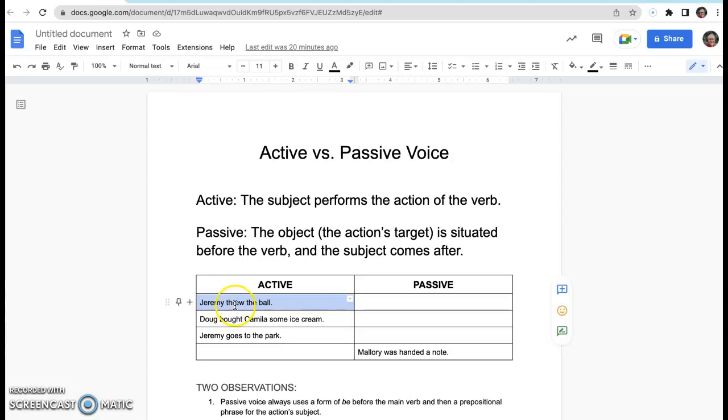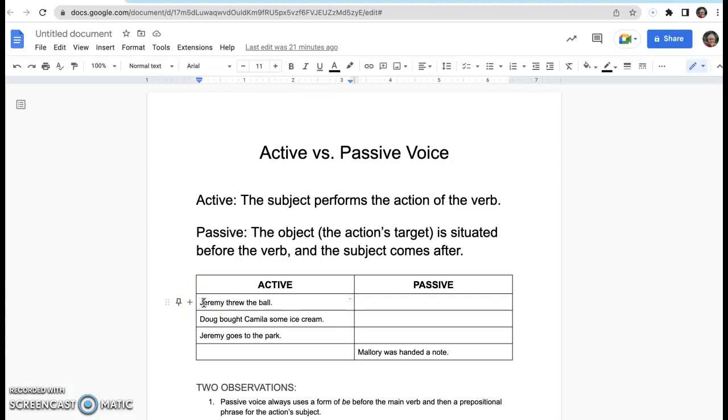Jeremy threw. So once you identify the verb, which is threw, then ask who or what is doing the verb or performing the action of the verb. In this case, it's Jeremy. Jeremy threw. There's your subject and verb. Now, you can have a sentence that just ends like that, right? Subject, verb, complete thought. It could be a complete sentence and stand by itself. So not every sentence has an object, but often there is one.